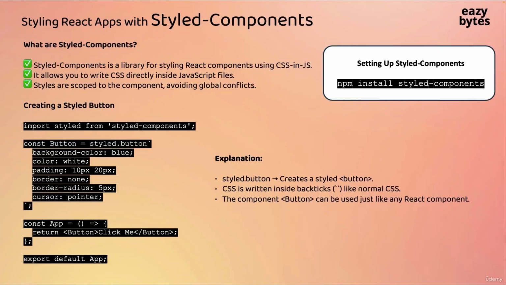In the very first slide, I have mentioned some introduction details around the styled components, which we already discussed. This is the command that we need to execute to install the styled-components library inside a React project. Once the installation is completed, you can create a component with the help of the styled object that is imported from styled-components. Here, I'm trying to create a button.